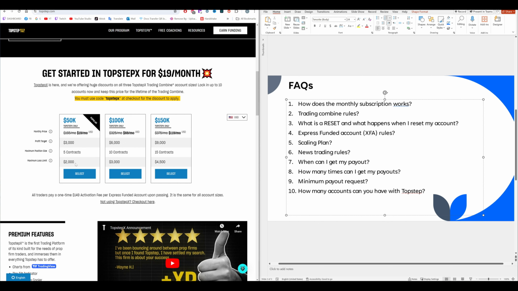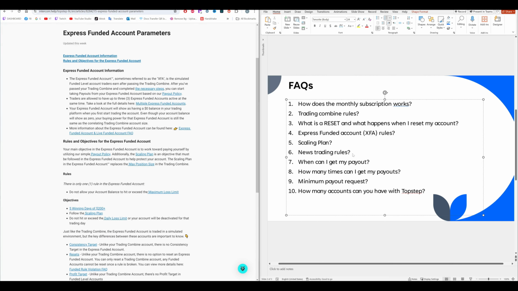Everything you make above that 50k will be yours to keep, or if you want to use it to trade, that would be your decision. So that is it for the express funded account rules. What is the scaling plan for that?